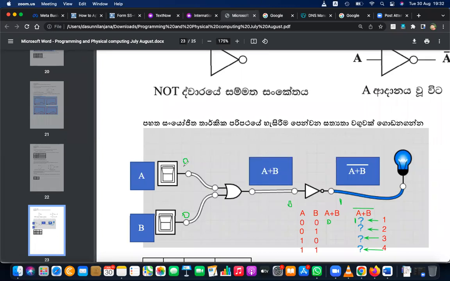Right. Then A is zero, B is one. So what is the OR output? What is the specialty of the OR gate? If all inputs are zero, the output is zero. Otherwise it is one, right? If both are zero only, the output is zero. If either is one, the output is one, right?